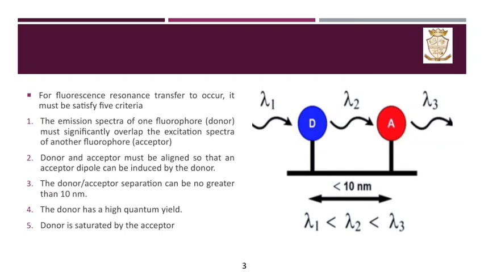First one, the emission spectra of the donor must significantly overlap the excitation spectra of the acceptor. Second one, donor and acceptor must be aligned. Third, the donor and acceptor separation can be not greater than 10 nanometers. Fourth one, the donor has a high quantum yield. And the fifth one is the donor is saturated by the acceptor.